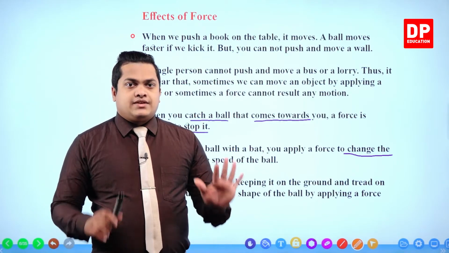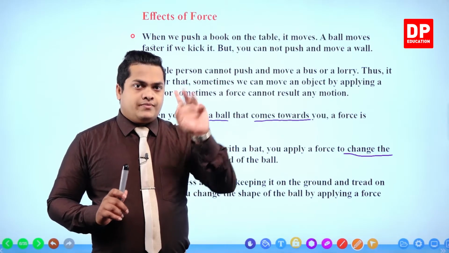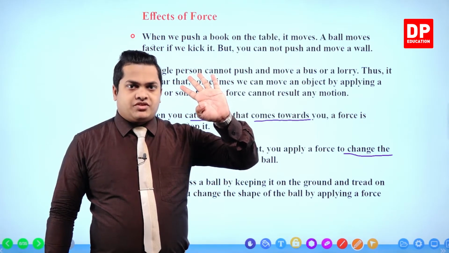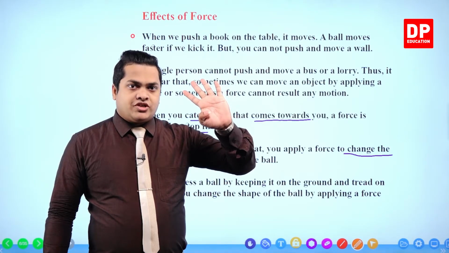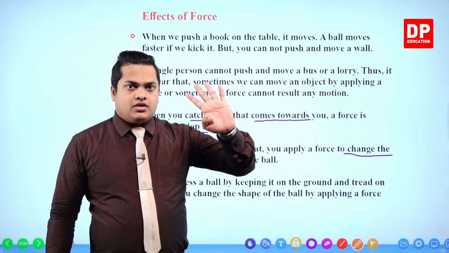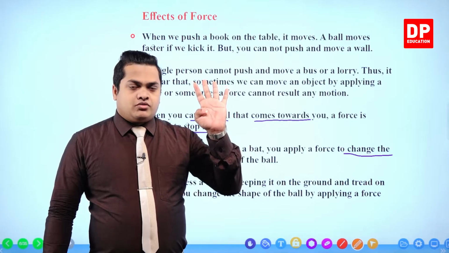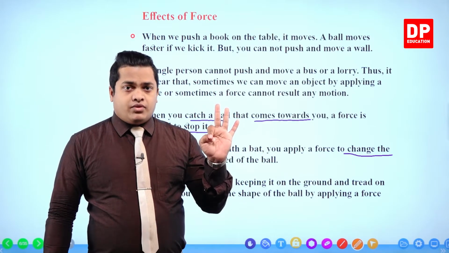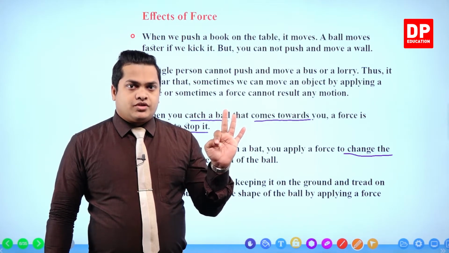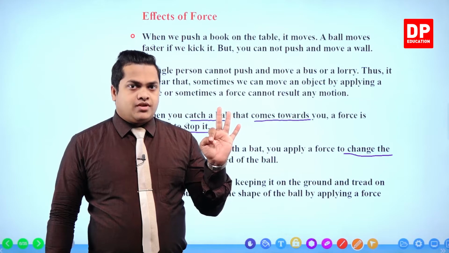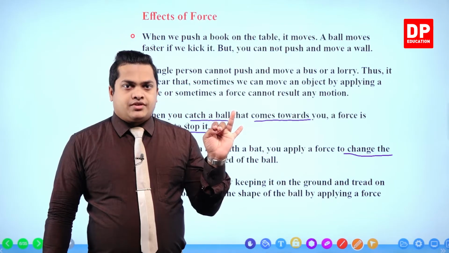So there are 6 effects of force. Number 1, to move an object which is stationary. Stationary means at rest, not moving. Number 2, to change the speed of the motion. Next one, number 3, to stop a moving object.